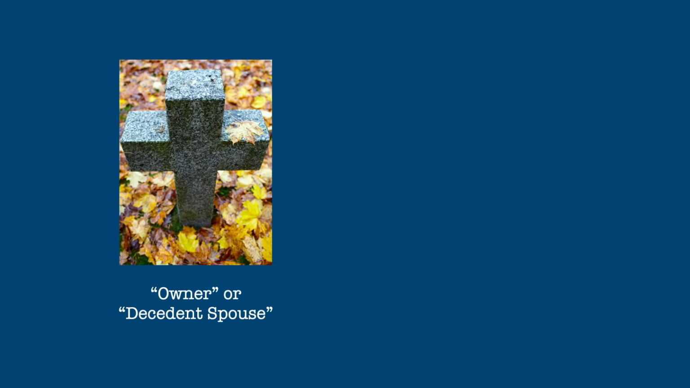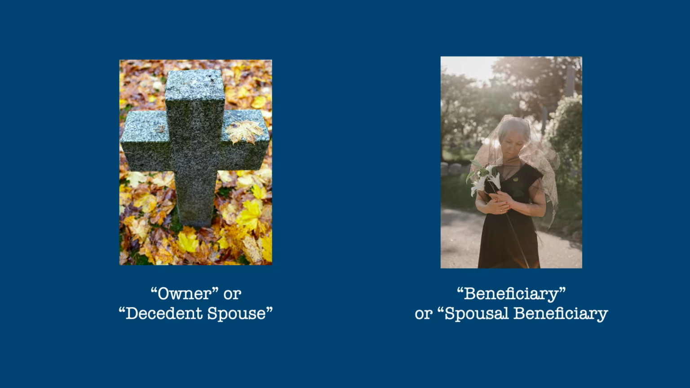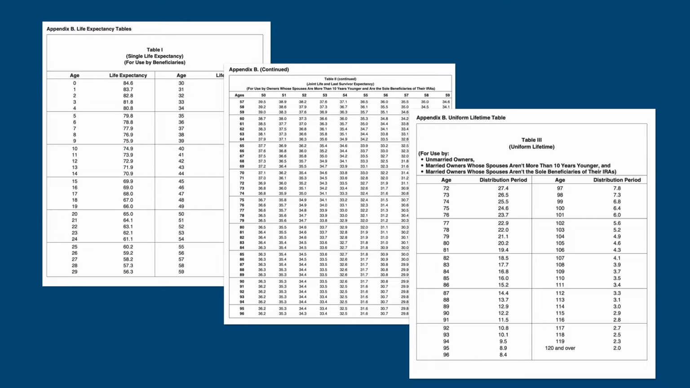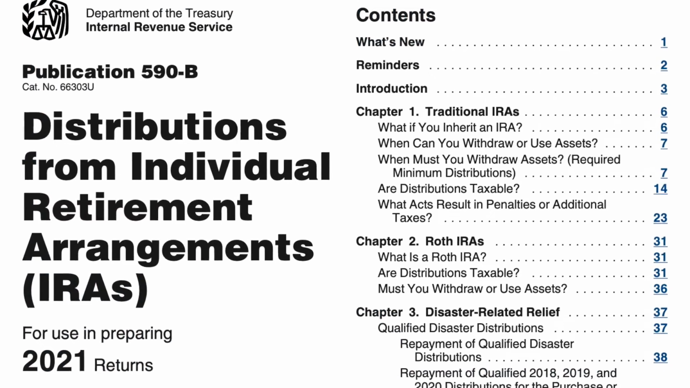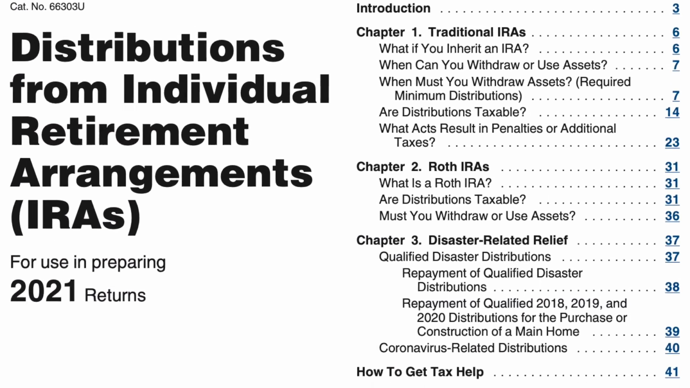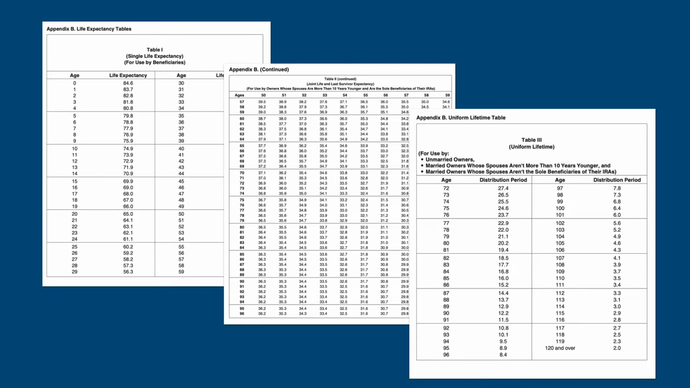Throughout this video, I'm going to refer to two people: the owner, who is the original owner of the account and whom I will also refer to as the decedent or decedent spouse, and the beneficiary or spousal beneficiary, who is the spouse that is named the beneficiary of the account upon the owner's death. When I refer to tables 1, 2, or 3, I am referring to the life expectancy factor tables that are found in Appendix B of IRS Publication 590B. These life expectancy factors are used to calculate any required minimum distributions.